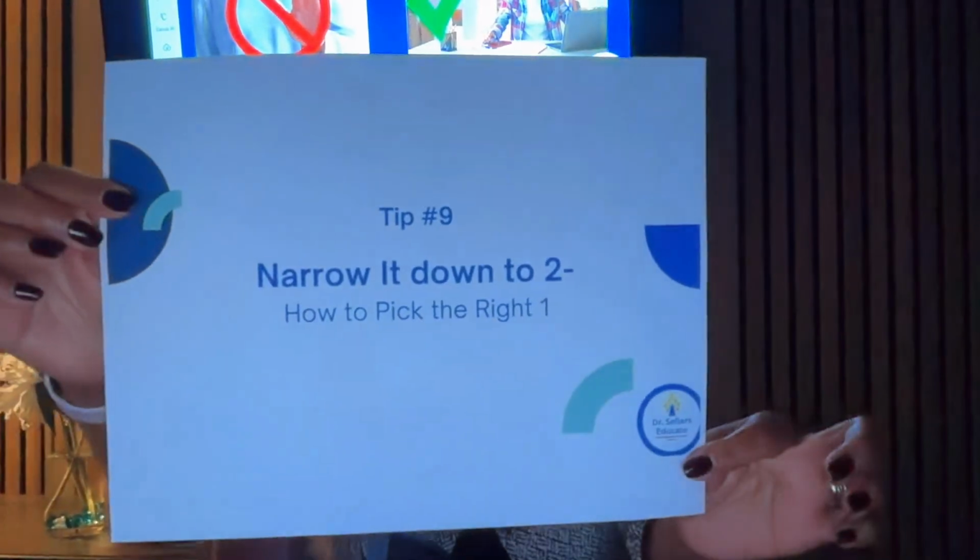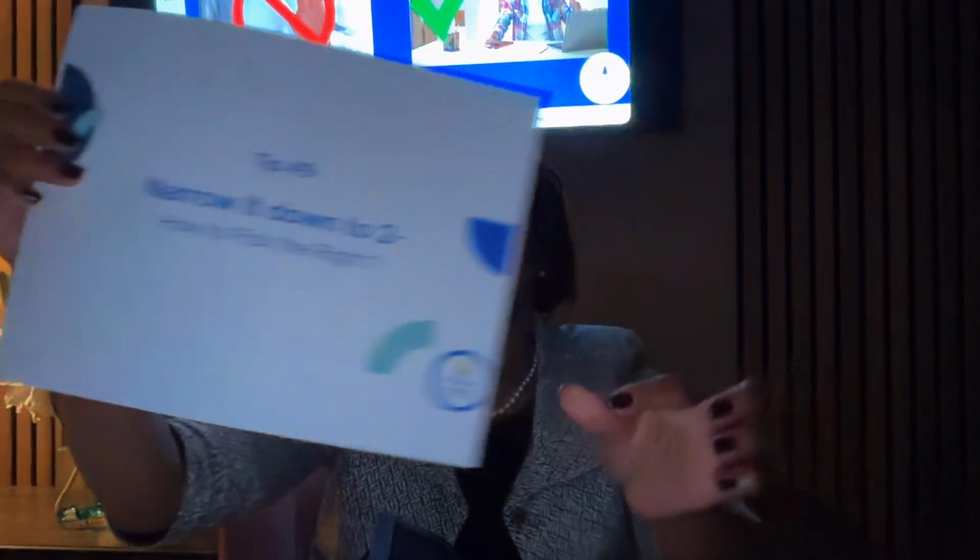Tip number 9, narrow it down to 2. There are 3 answers on the CNE exam for every question, so at least narrow it down to 2 choices, because oftentimes you're going to see 2 good answers, but only 1 is going to be correct.